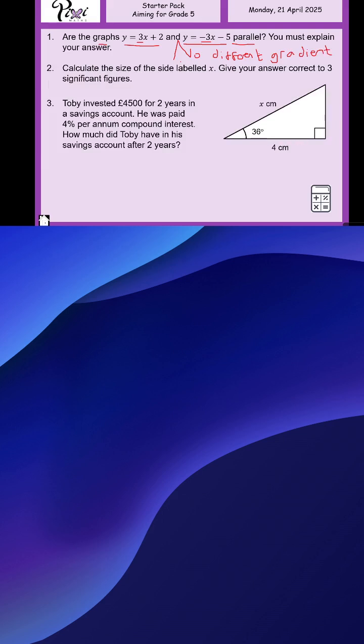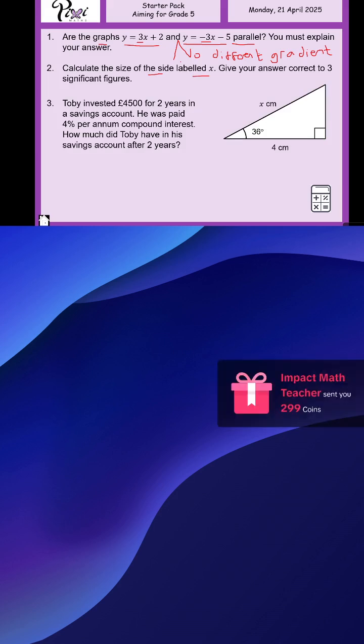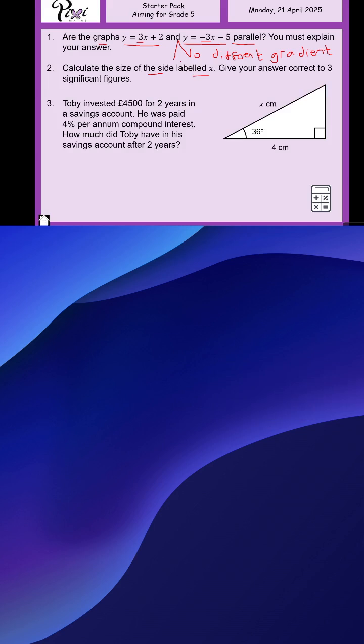Yeah, okay. One's 3x and one's minus 3x, okay? Question number 2, guys. Calculate the size of the side labeled X. Give your answer to 3 significant figures. So step 1, guys. I'm going to label my sides.